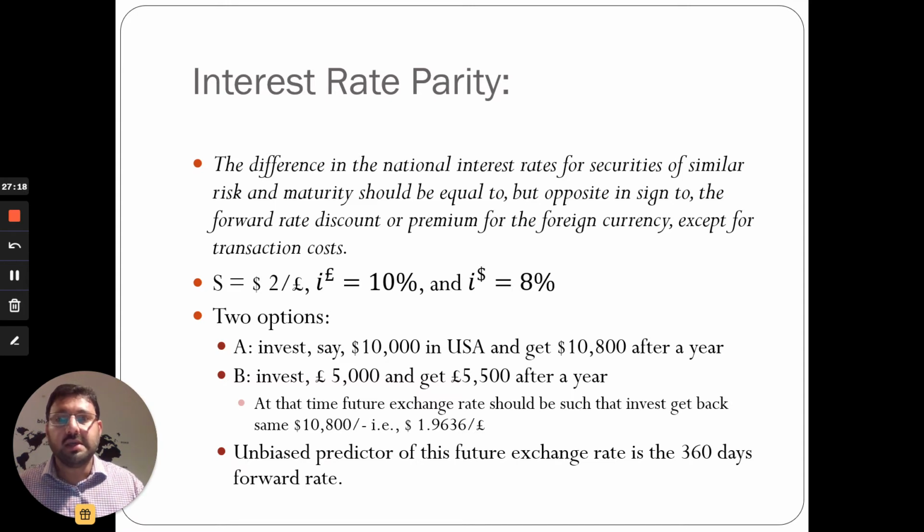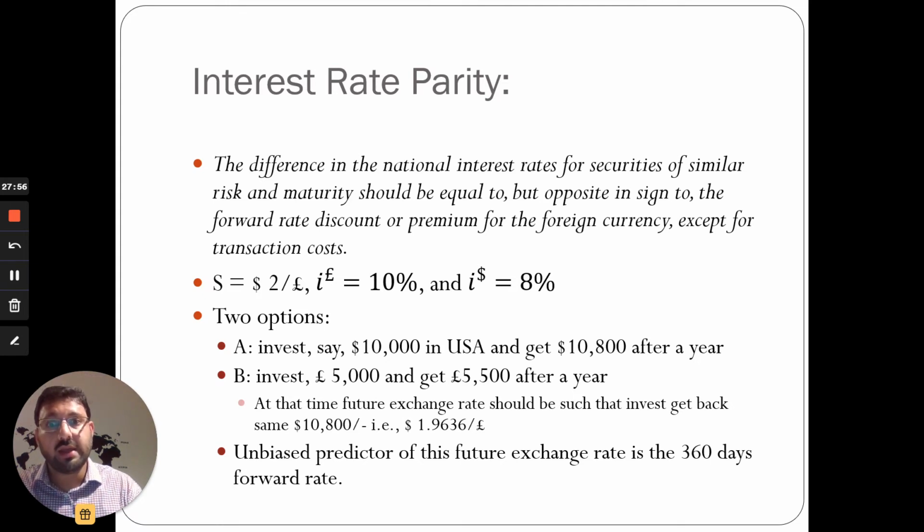Interest rate parity says that in such a situation, the investor should be indifferent about where he should invest, because even if there is a difference in the interest rate, he'll end up getting the same amount, it does not matter where he invests. So this is the interest rate parity concept. And if there is a violation of this concept, then what happens? Then there is an arbitrage opportunity. And we will start first with the covered interest arbitrage.